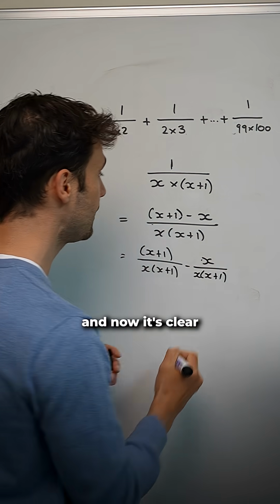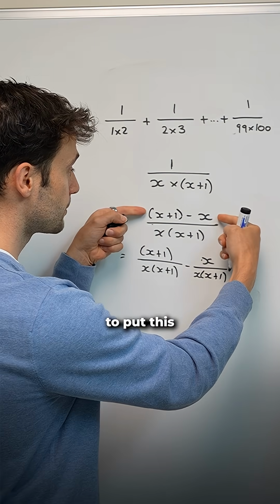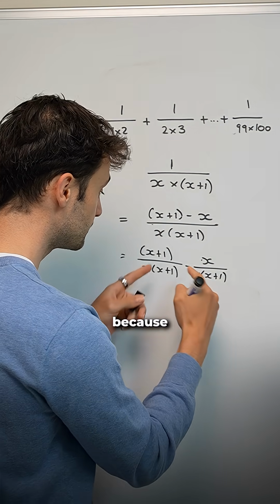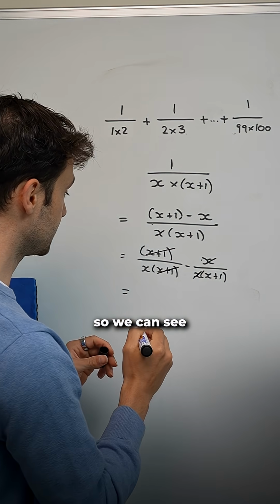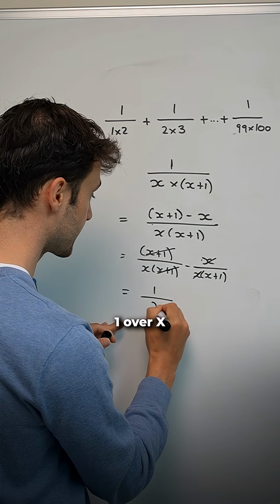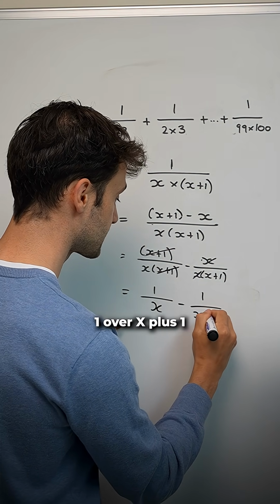And now it's clear why we chose to put this on our numerator, because now that we split it up, we're going to get lots of cancellations. So we can see this just simplifies down to 1 over x minus 1 over (x plus 1).